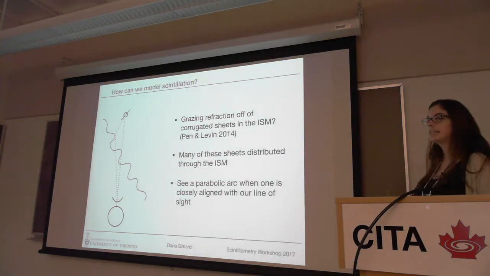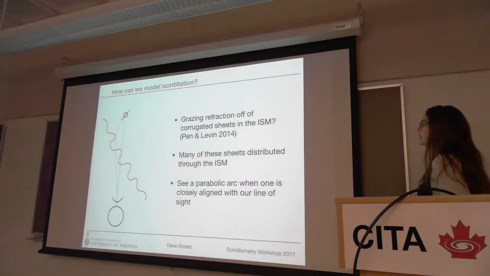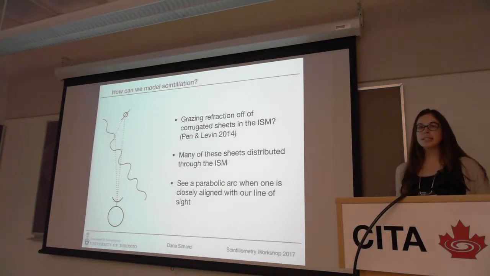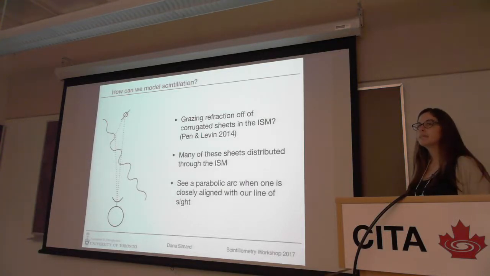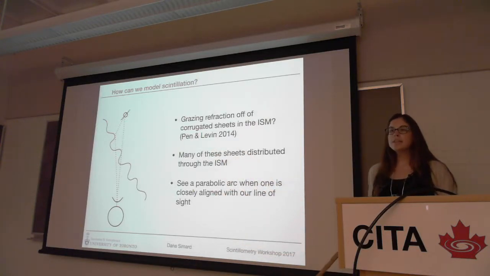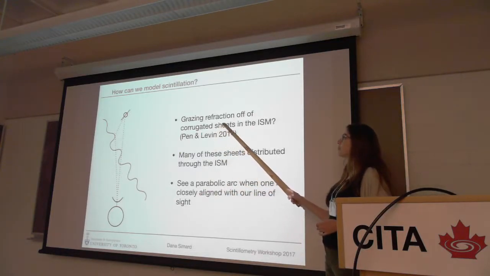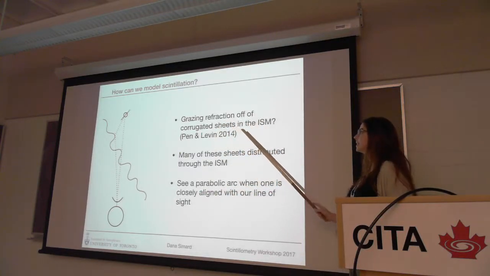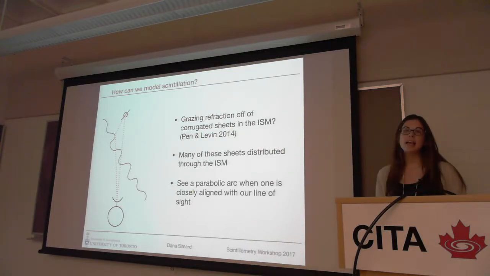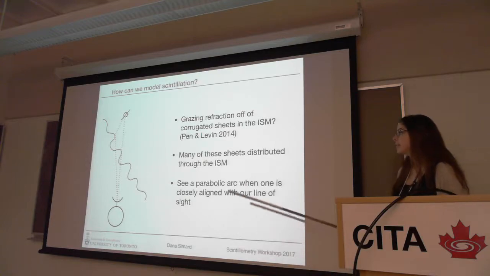But we're going to take it a step further and try to explain why we get this one-dimensional scattering that we see. And to do this, I'm going to work under the picture that was proposed by Whaley Penn and Yuri Levin in 2014, that we're actually seeing the result of grazing refraction of the pulsar light off of corrugated sheets in the interstellar medium. And in this picture, you have many of these sheets distributed throughout the ISM.